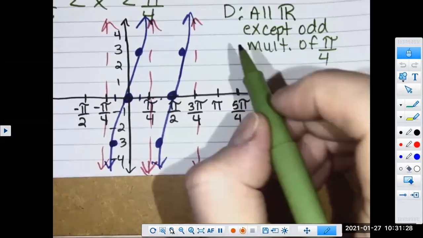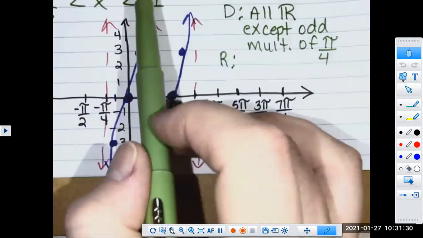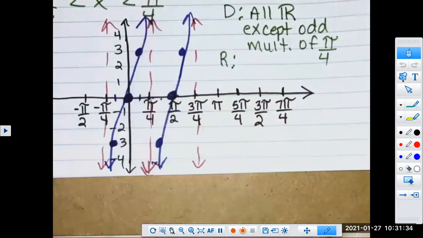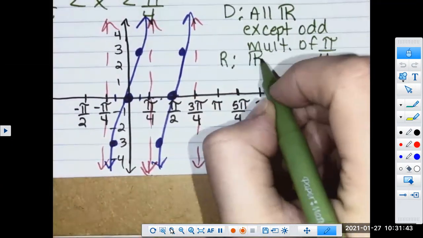Your range for tangent, of course, notice these curves are going to go up and down forever. They're going to approach those vertical asymptotes and get very close to it, but without bound. So your range is all real numbers.